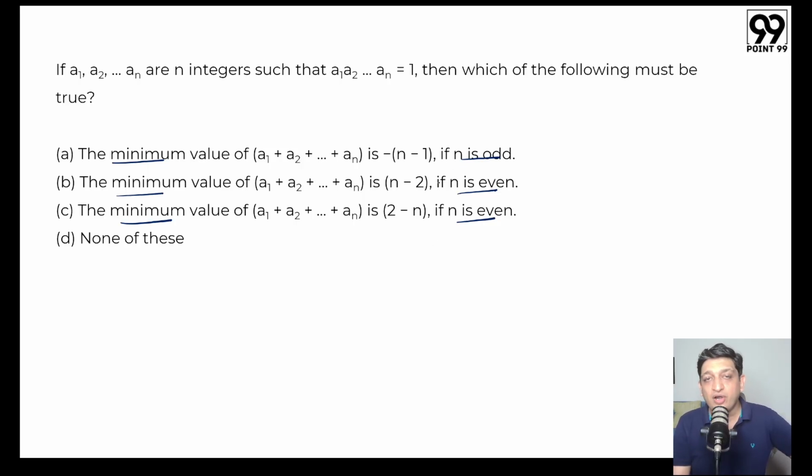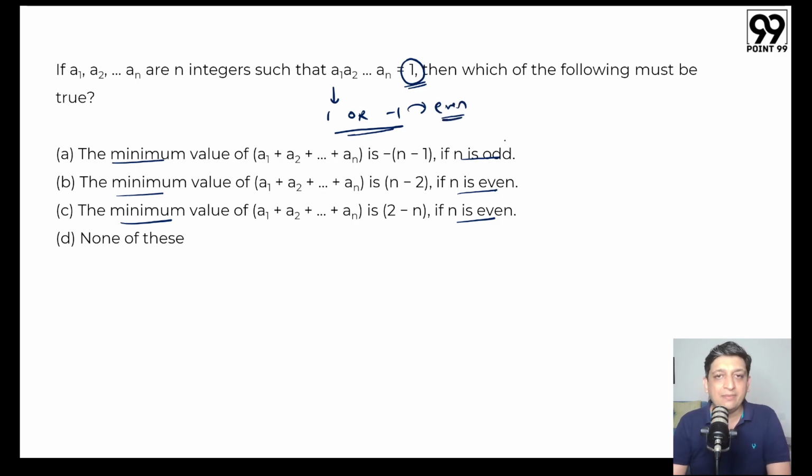If n is odd, then what is going to happen? I need the product to be 1, which means that we will need an even number of copies of minus ones. Because everything here is going to be either plus 1 or minus 1, that is what we know here. And because the product is equal to 1, I should have an even number of minus ones here.